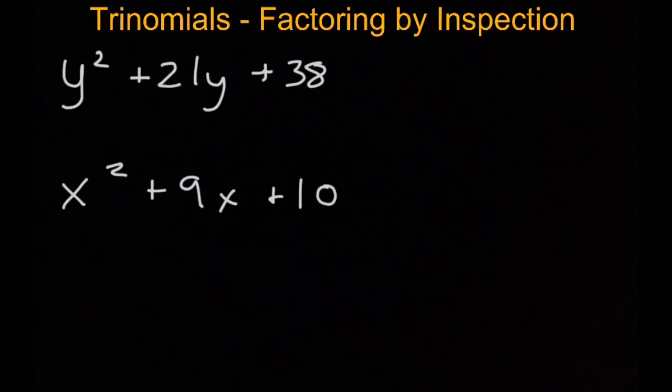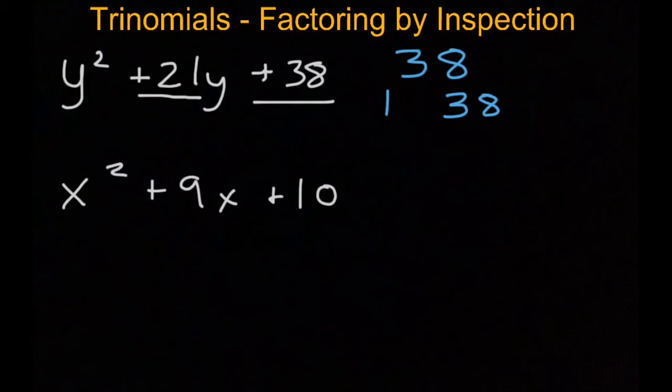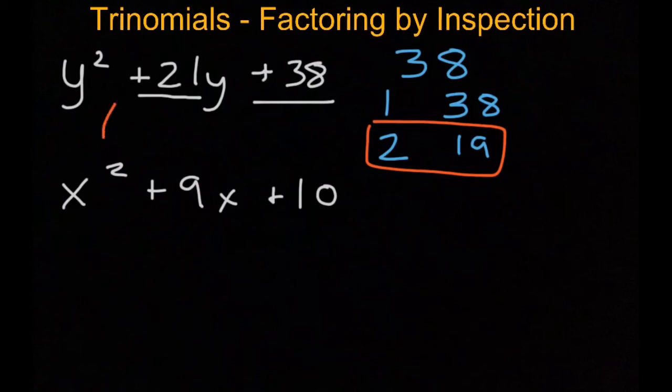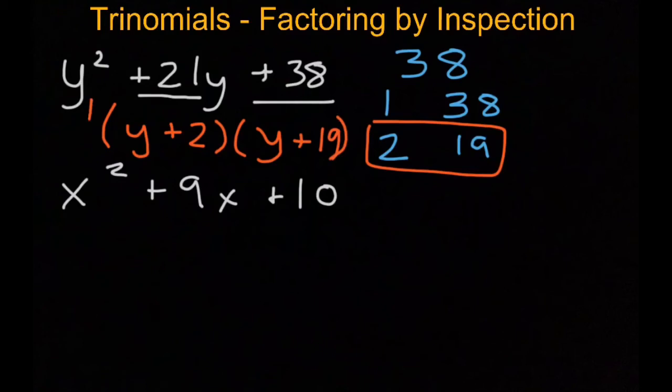So let's work on the first question. What are two numbers that can add up to positive 21 and multiply to positive 38? So here's a chart. 38. We can have 1 times 38, and we can have 2 times 19. So which one can add up to 21? We'd have 2 and 19. So our answer for the first question would be y plus 2, and in the other bracket, y plus 19. And this is our final answer for the first question.